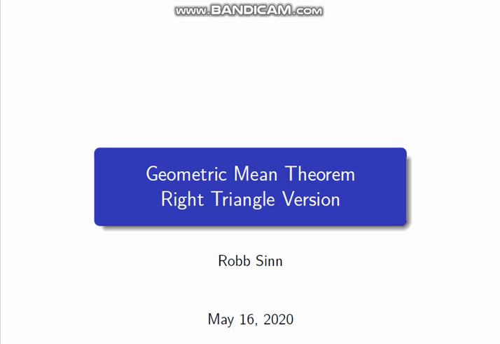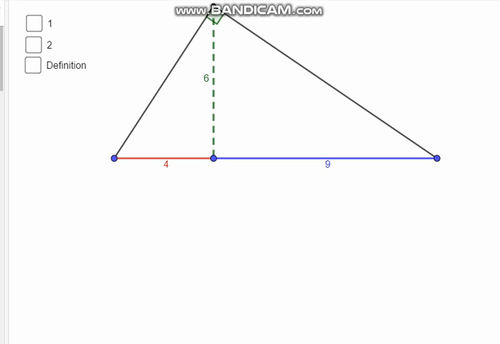If you'd like to know why the geometric mean theorem is true, there's a couple of different visualizations that help it make sense. I'm going to focus on some properties that are true for every right triangle. So first, what is the geometric mean?